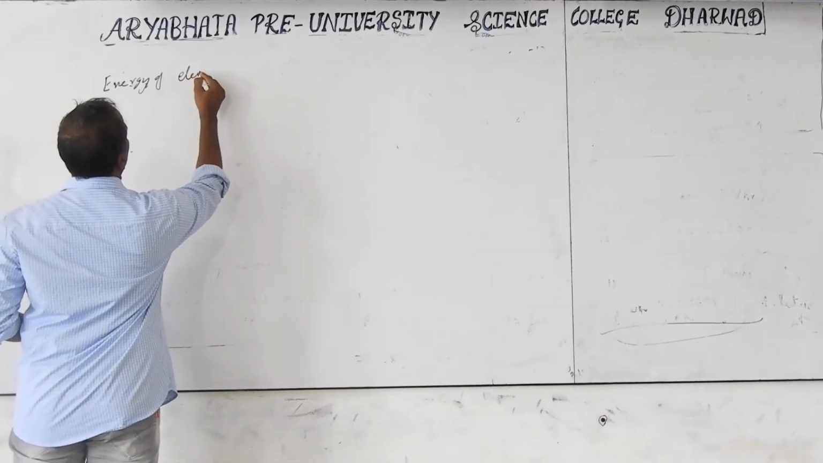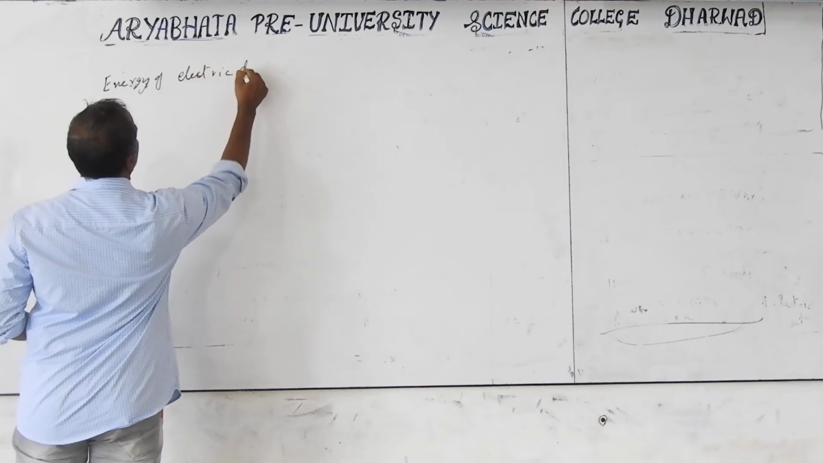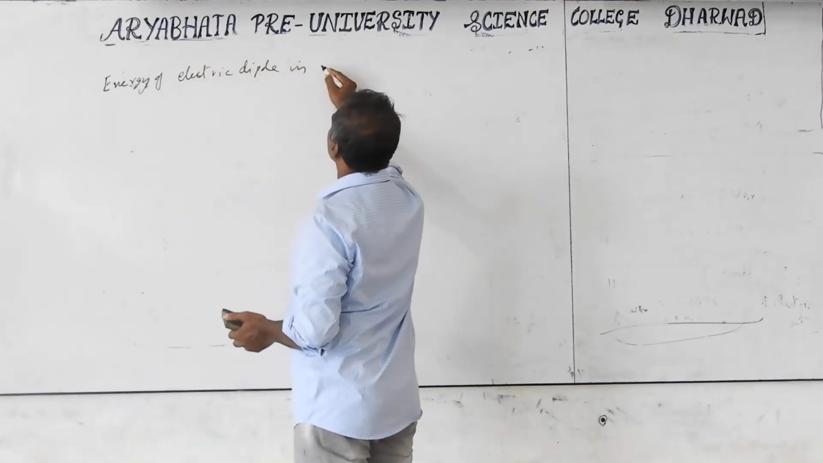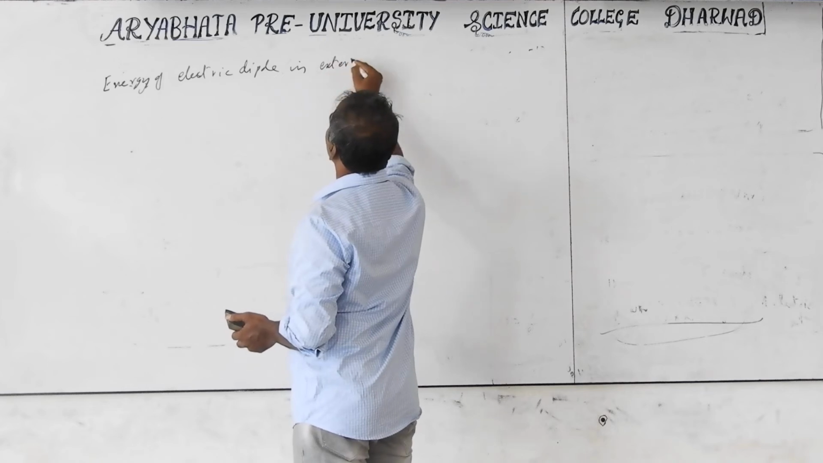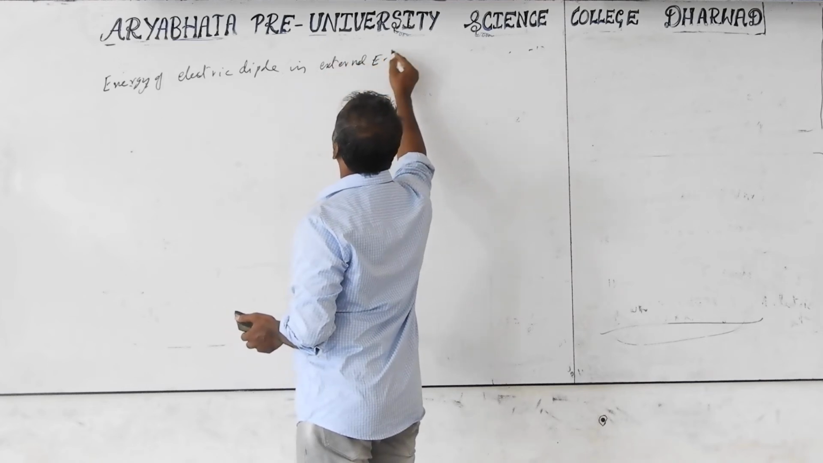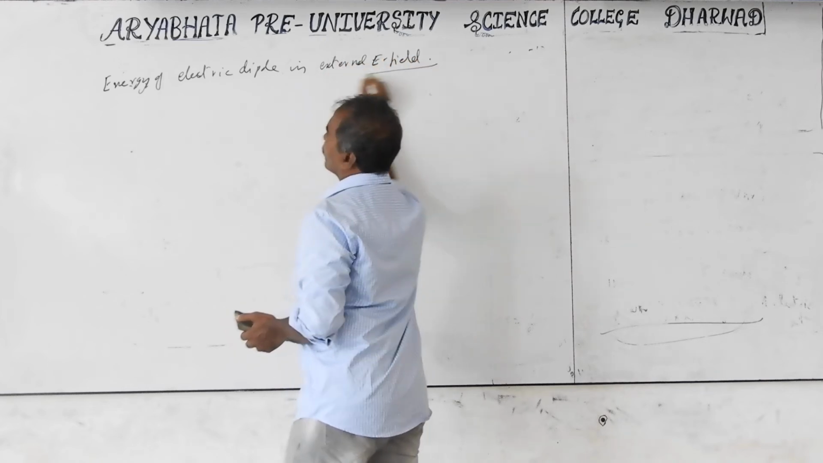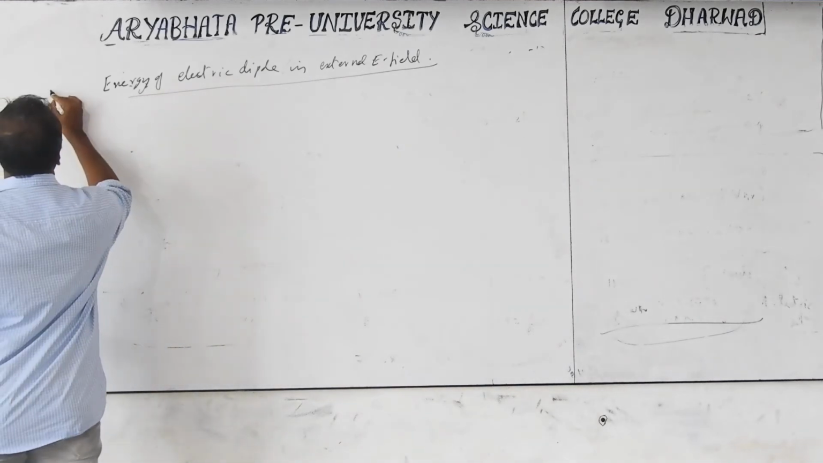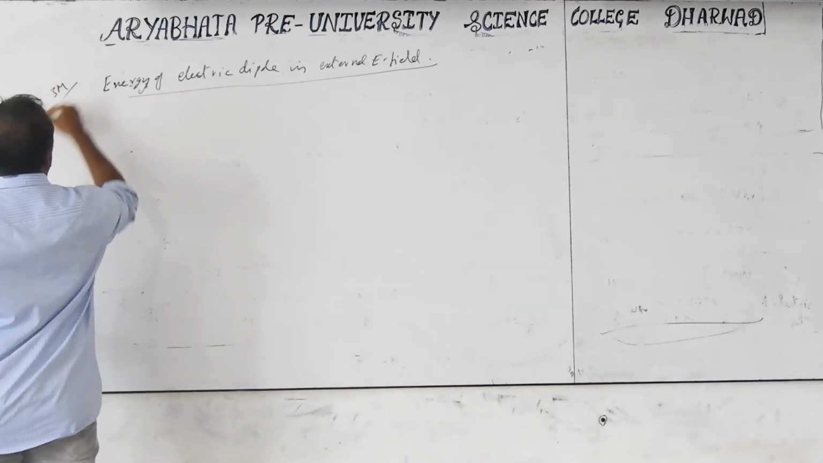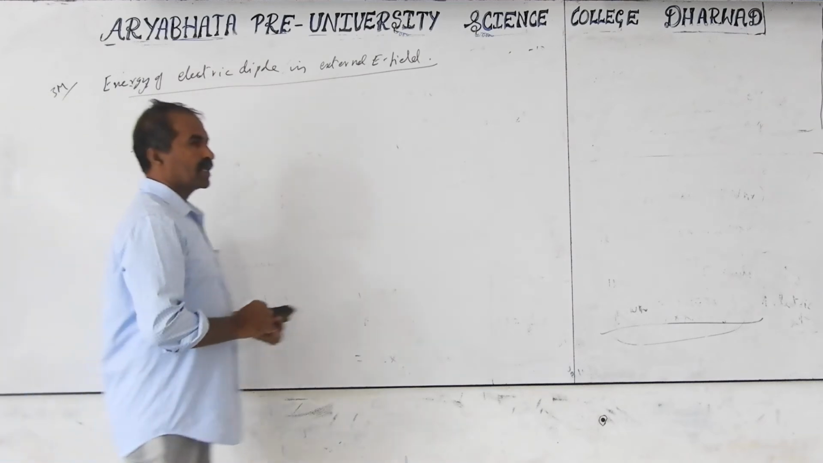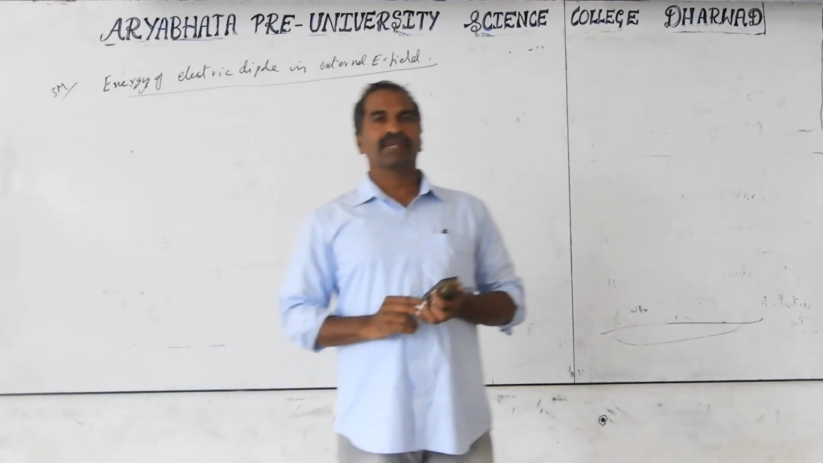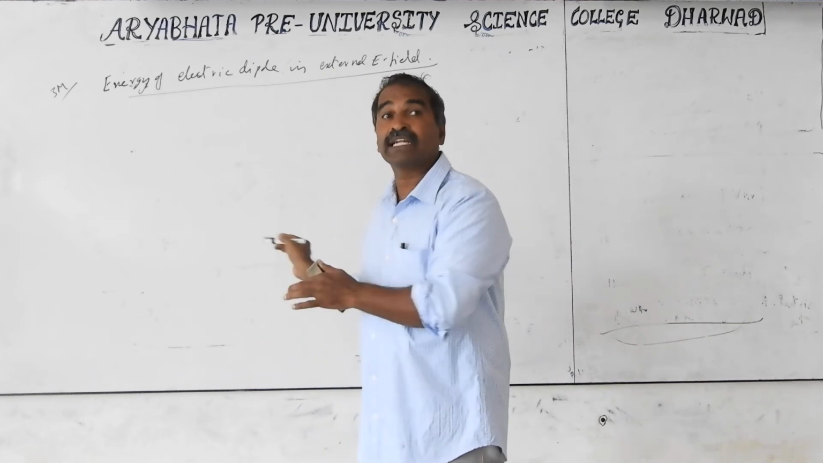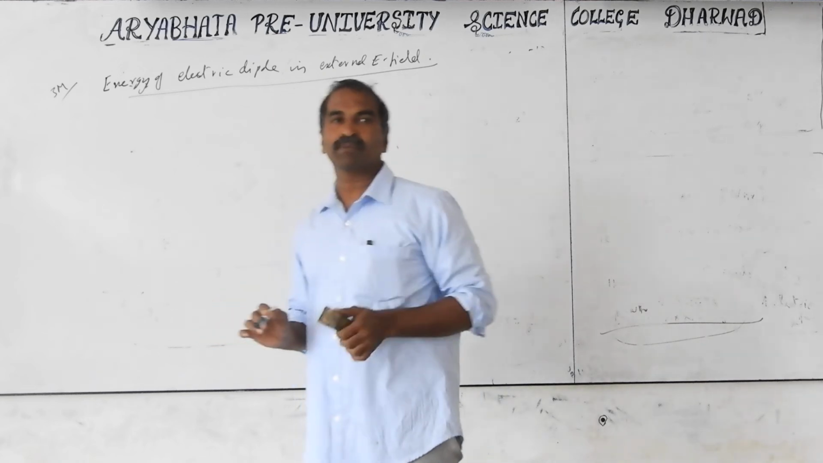Electric dipole in external electric fields. This is important. If they ask for 3 marks or 5 marks, the energy of the dipole in an external electric field is important. It is important for problem purposes also, and for the final result in the exam. But only the formula may also be asked.